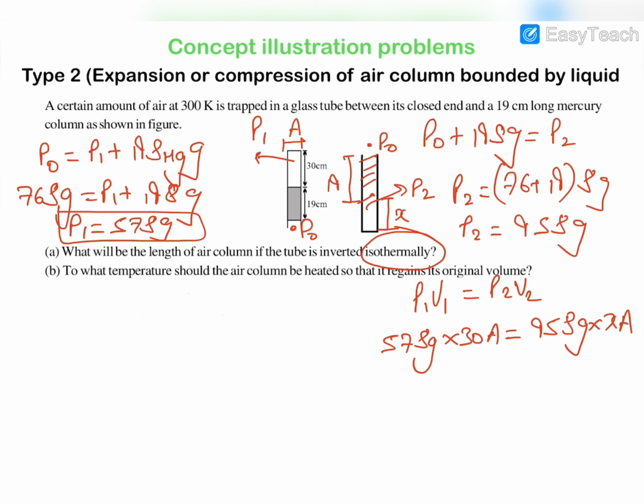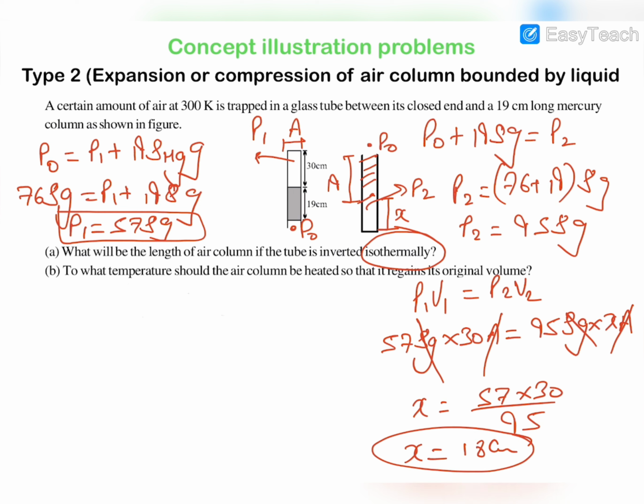You can see that rho g and A will cancel out, and x will be equal to 57 into 30 by 95. So x will be equal to 18 centimeters. This will be 18 centimeters.